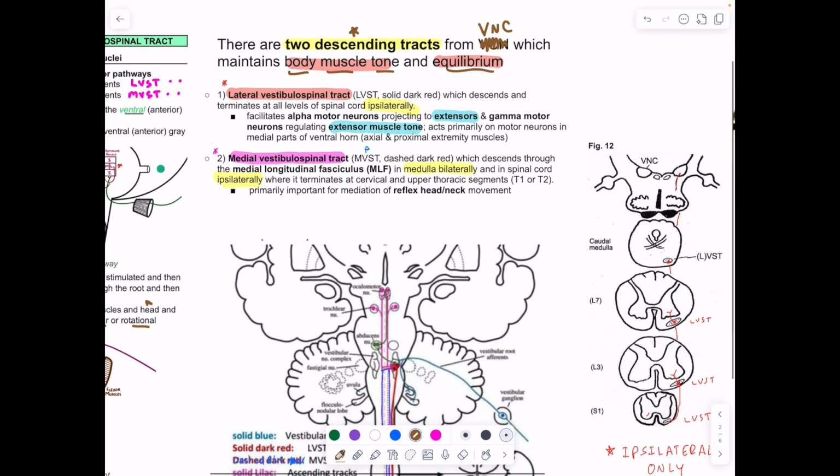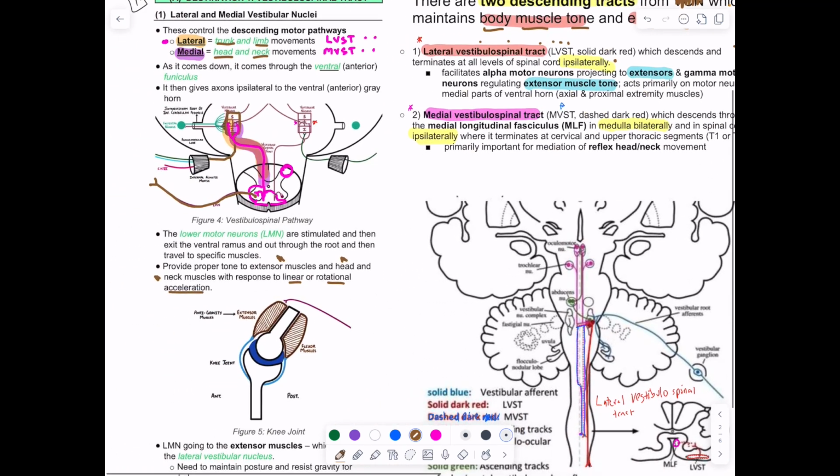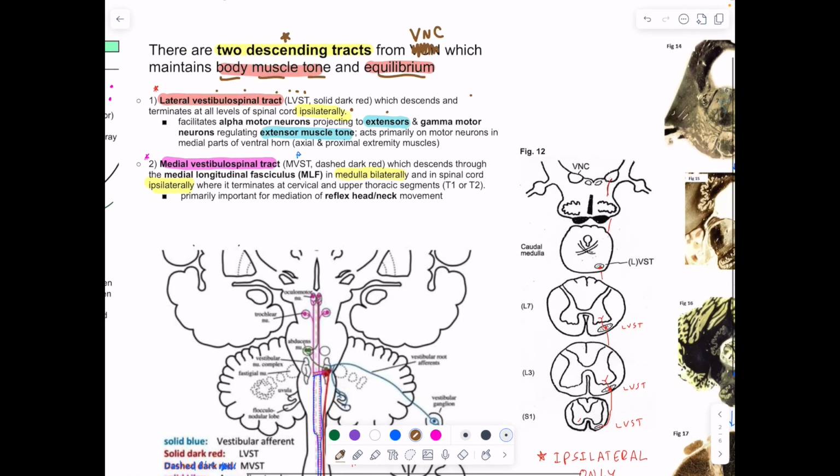We have our lateral vestibulospinal tract, LVST, which is going to descend and terminate on each of the spinal levels ipsilaterally on the same side, and it's going to innervate, again, trunk and limb. So extensors via these alpha motor neurons, and then extensor muscle tone via gamma motor neurons. And so it acts primarily on the motor neurons in the medial part of the ventral region. All right, and so we'll see that.